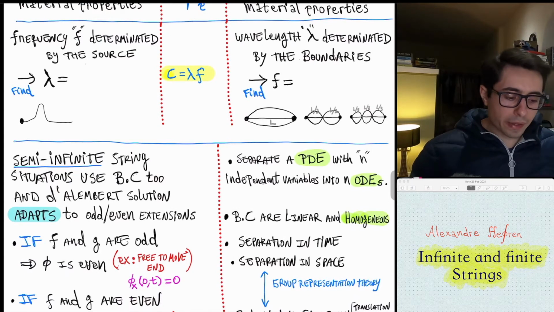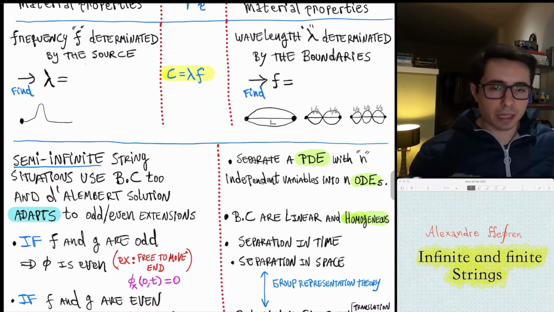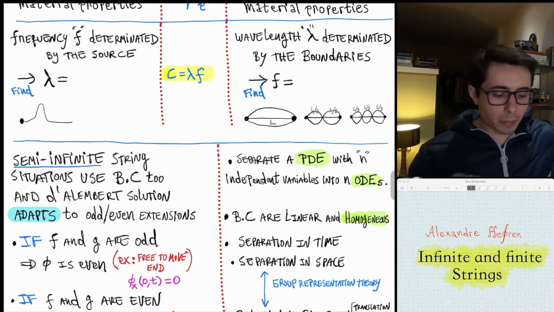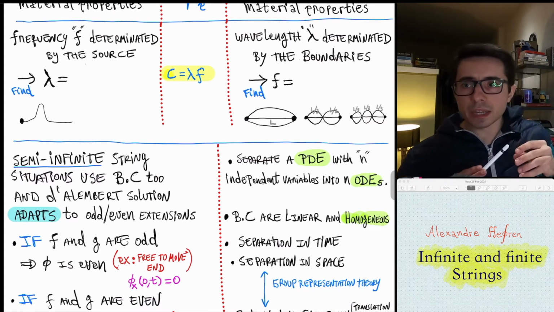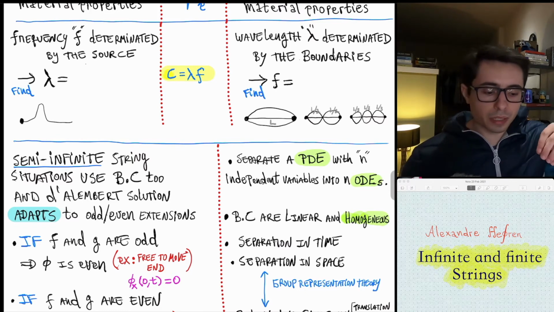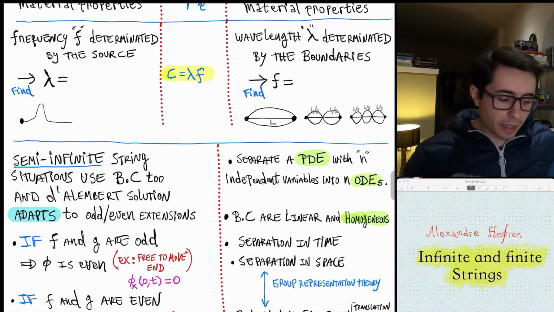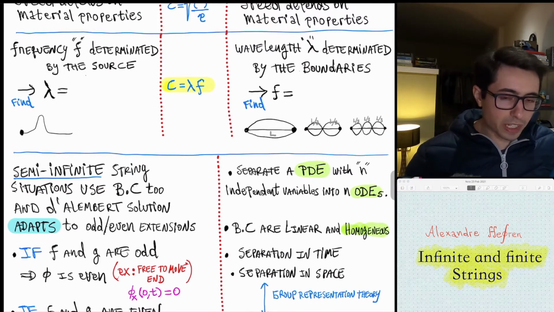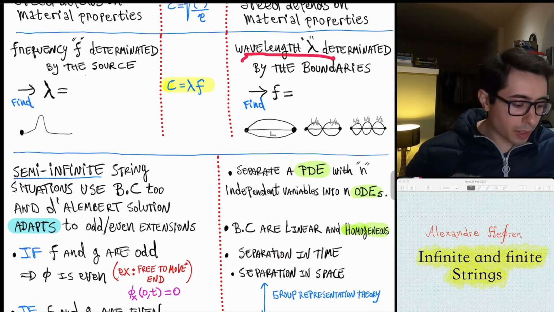Now, in the case of the infinite string, there could be someone or some machine perturbing it, creating a wave. So in that case, the source determines the frequency. The frequency is determined by the source. In the case of the fixed strings, what is fixed is the wavelength. So the wavelength is determined by the boundaries.